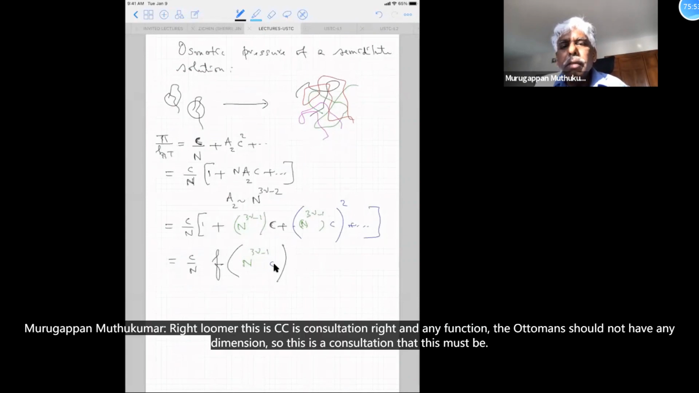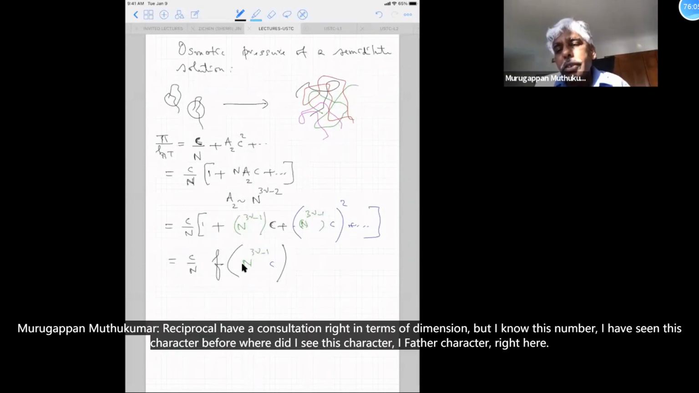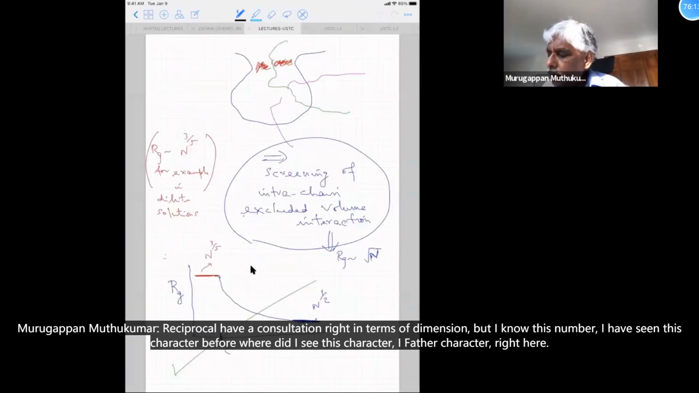Remember, this is C. C is concentration, right? And for any function, the argument should not have any dimension. So this is a concentration, and this must be the reciprocal of a concentration in terms of dimension. But I know this number. I have seen this character before. Where did I see it? I saw that character right here.